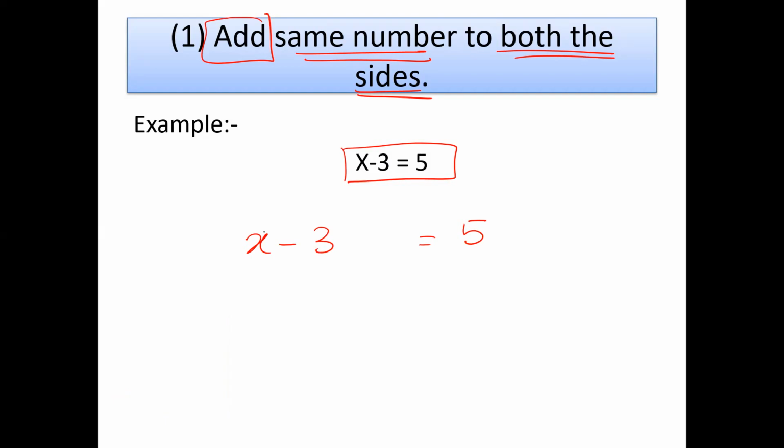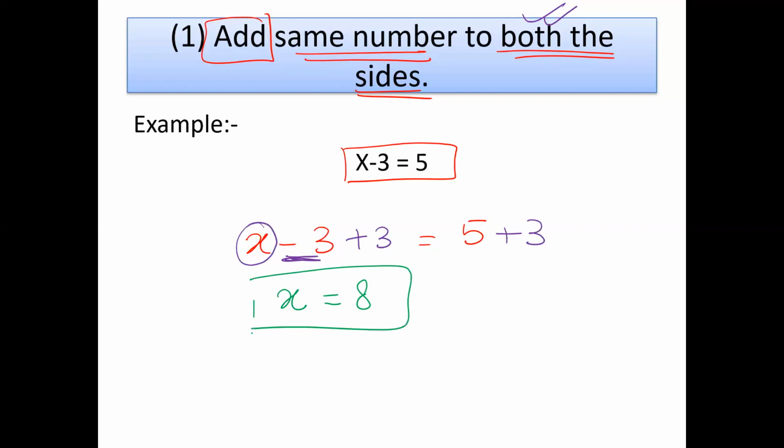In order to get the value of x, I have to remove minus 3 from here. Minus 3 will be removed from here only then we will get the value of x. So to remove minus 3, we add plus 3. Minus 3 plus 3 will give us 0, but we have to do it on both sides. That means we will do plus 3 here also. x minus 3 plus 3 will be 0, is equal to 8. That means the value of x will be 8.